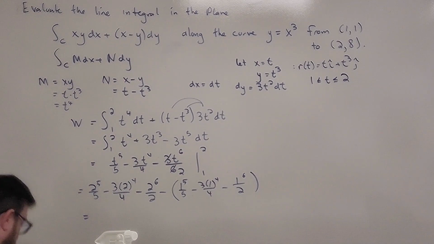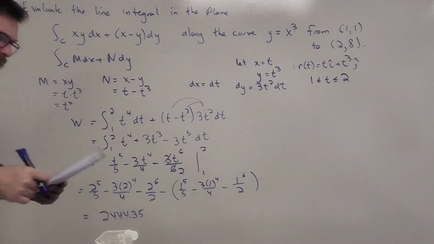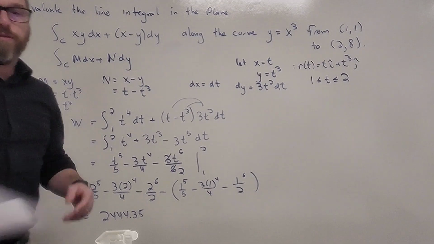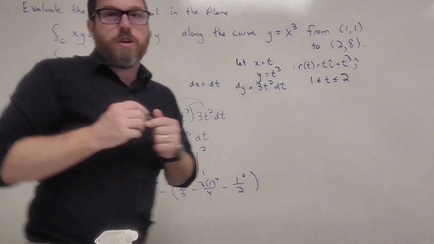So what I got was 2,444.35. All right, so this is going to move us into flux because we need this kind of notation, your m and n and your dx and dy. So I'll erase it, I'll come back.